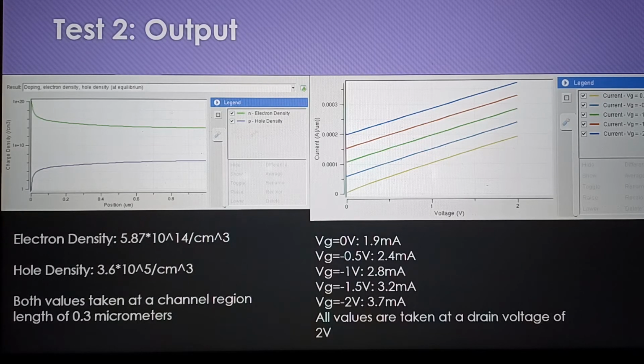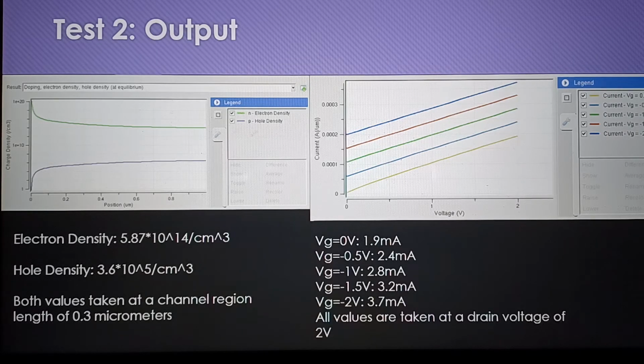So my guess is that since I changed the level of doping, it resulted in a smoother transition as you go farther down the channel region length. As for current, at a gate voltage of 0 volts, you get 1.9 milliamps. At negative 0.5 volts, you get 2.4 milliamps. At negative 1 volts, you get 2.8 milliamps. At negative 1.5 volts, you get 3.2 milliamps. And at negative 2 volts, you get 3.7 milliamps. Of course, all values are taken at a drain voltage of 2 volts.